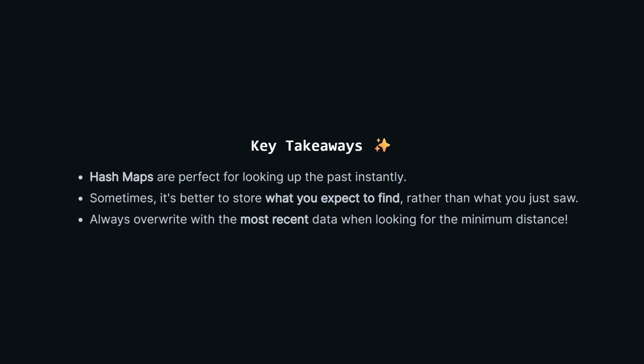Let's summarize our key takeaways from this problem. First, hash maps are incredibly powerful for turning slow search problems into fast, instant lookups. Second, a great trick is to store the data you expect to find in the future as the key, rather than the raw data you just read. And lastly, when you want the shortest distance, always overwrite your saved data with the newest positions.